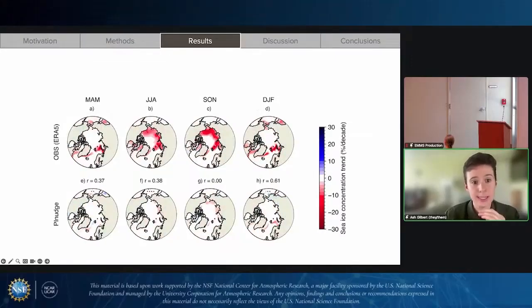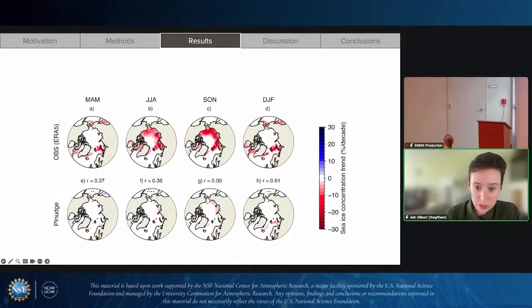And lastly, here are the Arctic sea ice trends for every season. Again, PI nudge is not reproducing the magnitude and spatial extent of the sea ice trends in any season. PI nudge does have approximately the same spatial pattern of trends as the observations, but it's generally performing worse for sea ice than for temperature.